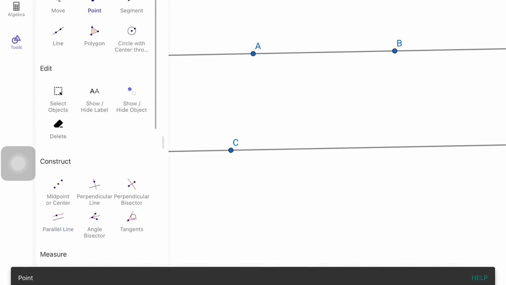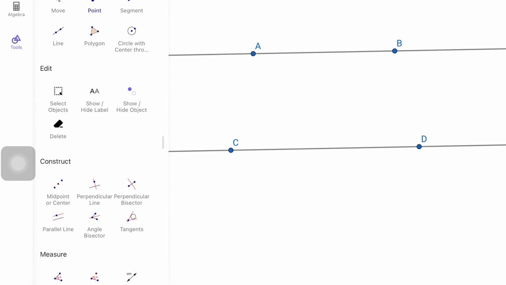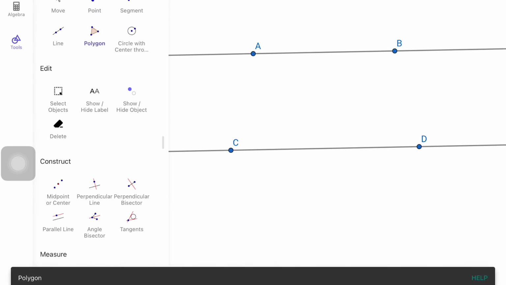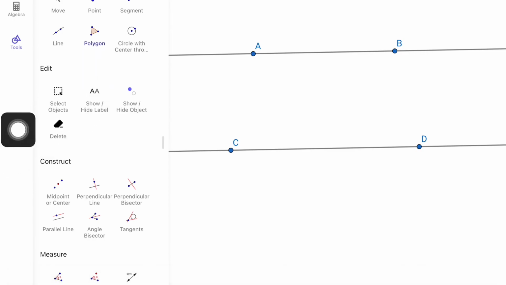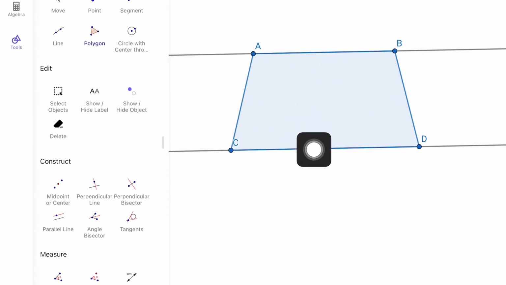Now you go up to the top, choose point again, and put a point for your last corner. Now this is going to make a trapezoid, but we have to close the figure in. So a polygon is a closed figure. Choose polygon. It's up in basic tools, and you're going to tap A, B, D, C, A to make your trapezoid. And a trapezoid is a figure with 1 pair of parallel lines. So these lines are parallel.